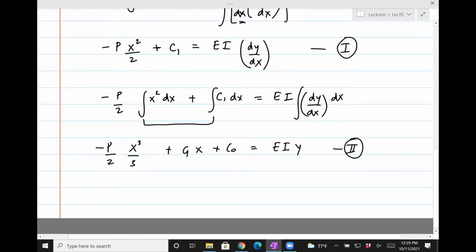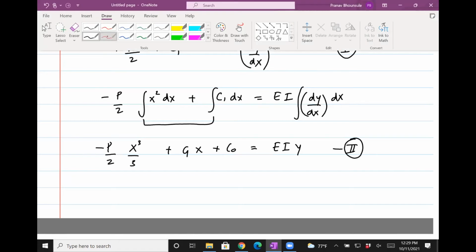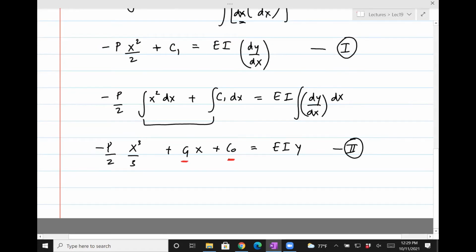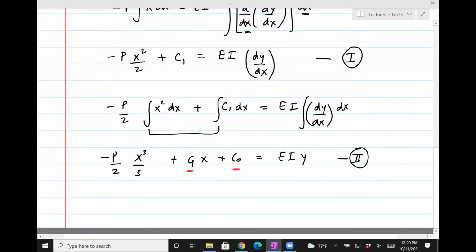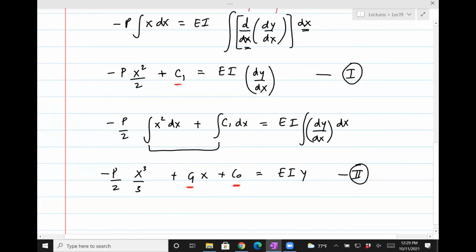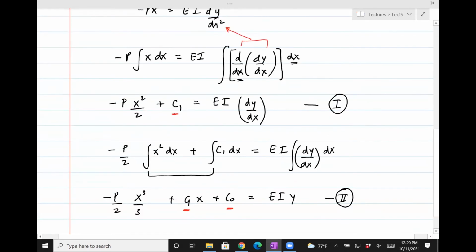Okay, now we need to find these two constants, C1 and C0. Once I find these constants, I can evaluate what y is. And similarly, if I know C1, I know what dy by dx is. So the way you find the constants is you need what are known as boundary conditions. You need to know something about how the beam behaves.